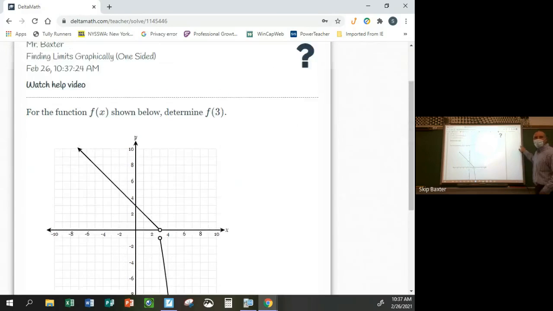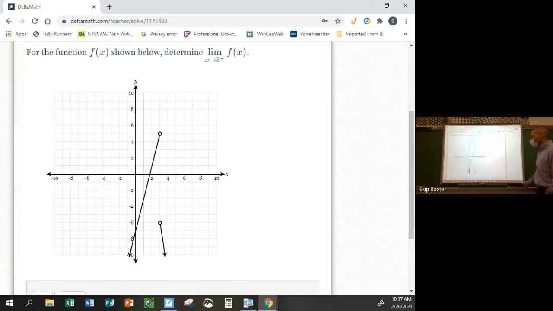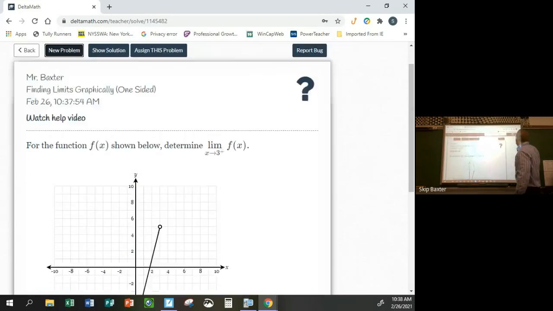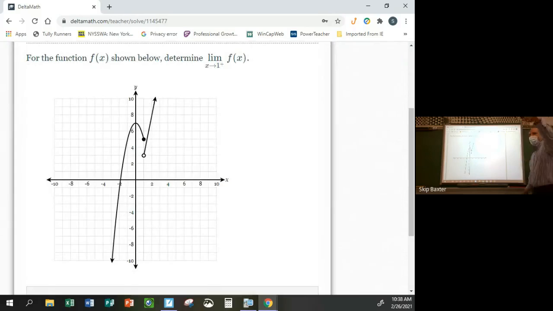Well, I'm going to give you a different one. Limit as x goes to 3 from the right. Negative. Correct. From the left? 5. Last question, a hard one. Limit as x goes to 1 from the right. 3. Oh, that's right. What is it from the left? 5. Correct. Any questions? This stuff's kind of easy, right?